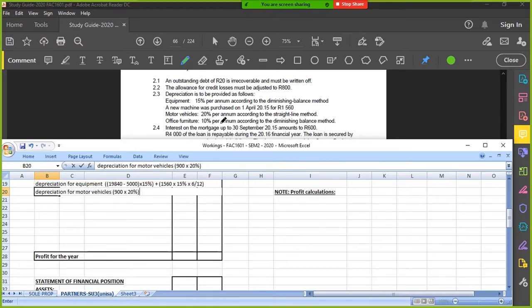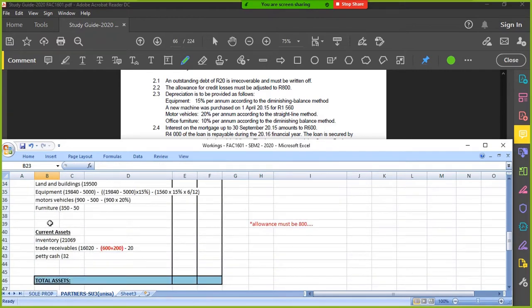Okay, what else do we have here? Office furniture, 10% per annum according to diminishing balance. All right, so where's my office furniture? Here. Again, copy paste. Minus, open brackets. Show the working. Okay, what is the rate? 10%. Close brackets. I think I might have too many brackets there. Yeah, that's right. That's better. There we go. Depreciation. Copy.